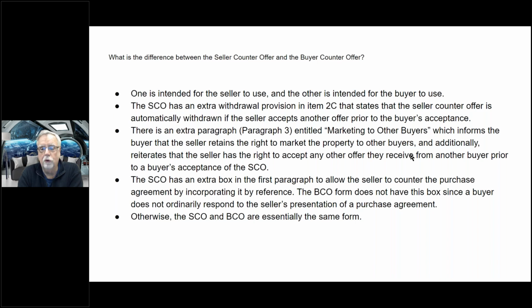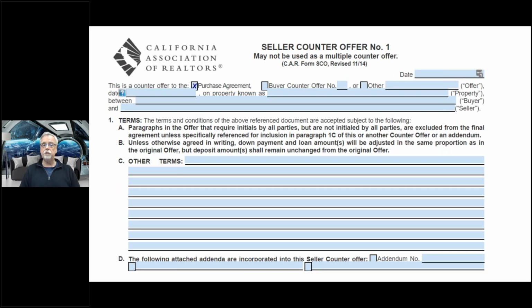The buyer counteroffer form does not have that box, since a buyer is usually not responding to the seller's presentation of a purchase agreement. In other words, the buyer makes the offer, the seller counters, and there's a box that says we're including the buyer's offer except for the parts that we're changing. The buyer counteroffer doesn't have that because it's like a tennis match. Now it's on the buyer's side, and they've already made the offer. But other than those picky little differences, they're essentially the same form and used for the same purposes.